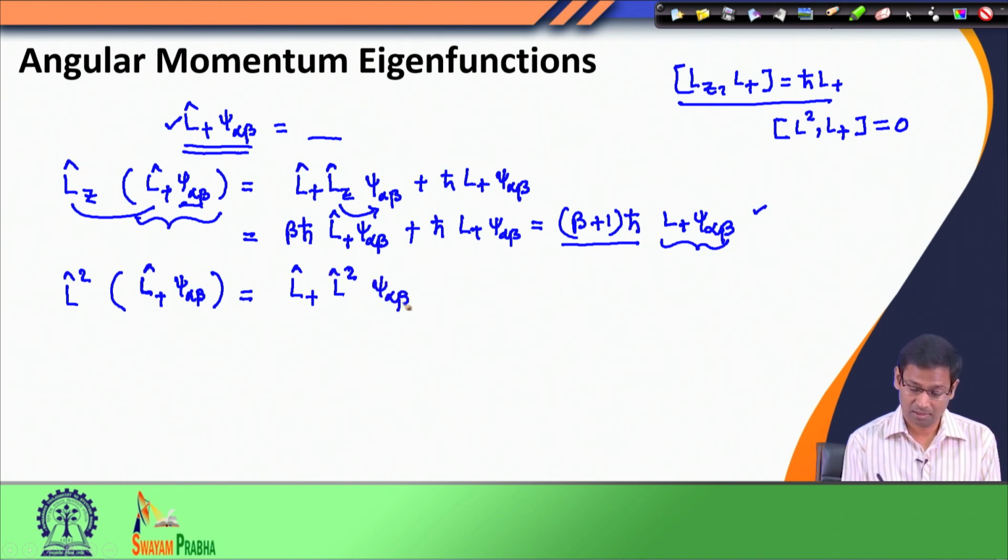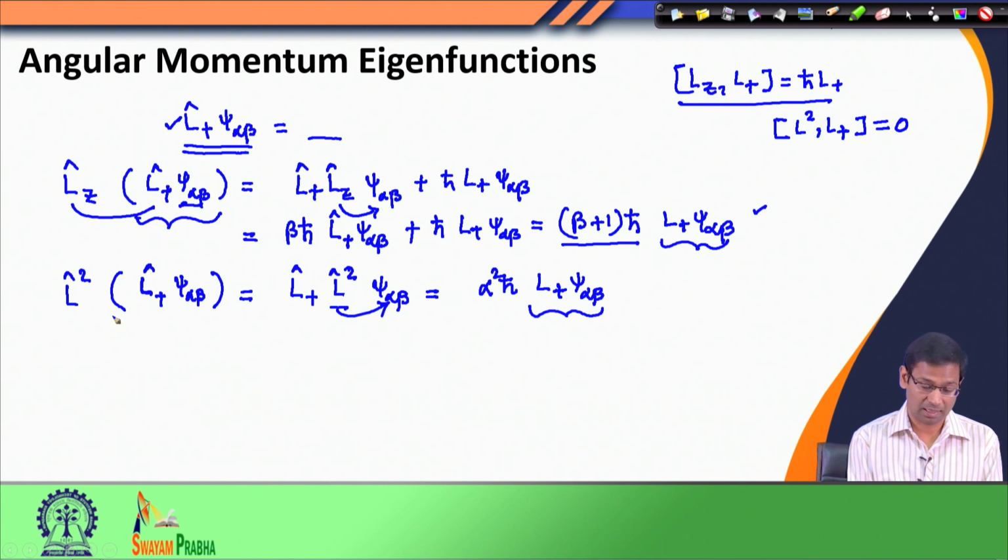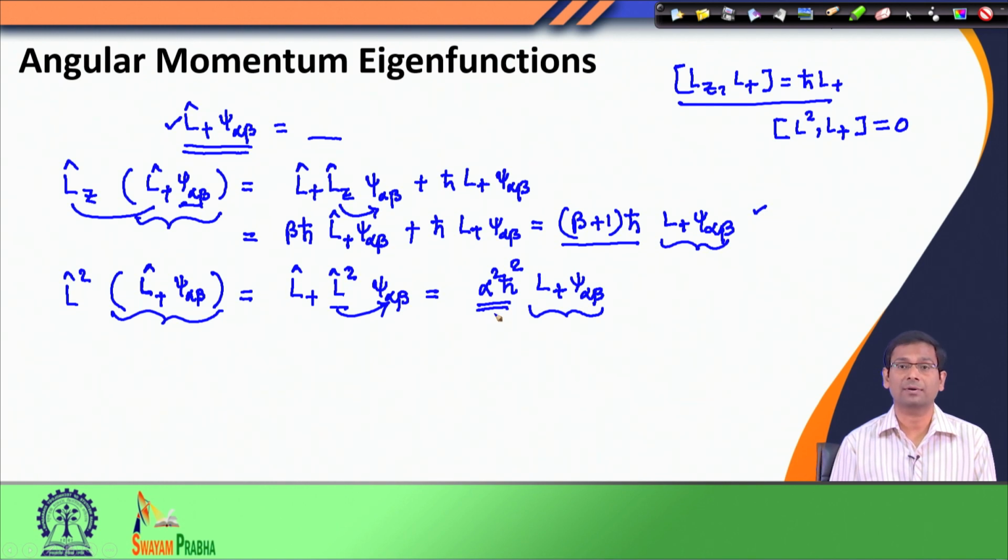L square acting on psi alpha beta. Now, I see this L square operator is on the right hand side, so it can act on the psi alpha beta function, and I already know psi alpha beta is an eigenfunction of the L square operator with an eigenvalue of alpha square h bar square. Then I am left with L plus on psi alpha beta. Again, looking at the left hand side and right hand side, this function L plus psi alpha beta is an eigenfunction of the L square operator with an eigenvalue of alpha square h bar square.